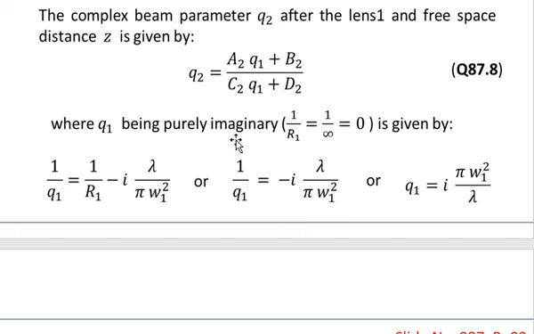Here Q1 is purely imaginary, because this is what we have already discussed, and 1 over R1 is equal to 1 over infinity, which is equal to 0. So 1 over Q1 is equal to 1 over R1 minus iota times lambda over pi W1 squared. You see that here, of course, you can set 1 over R1 equal to 0, and you have 1 over Q1 is equal to minus iota times lambda over pi W1 squared. From here, you can get the value of Q1. Q1 is equal to iota times pi W1 squared over lambda.